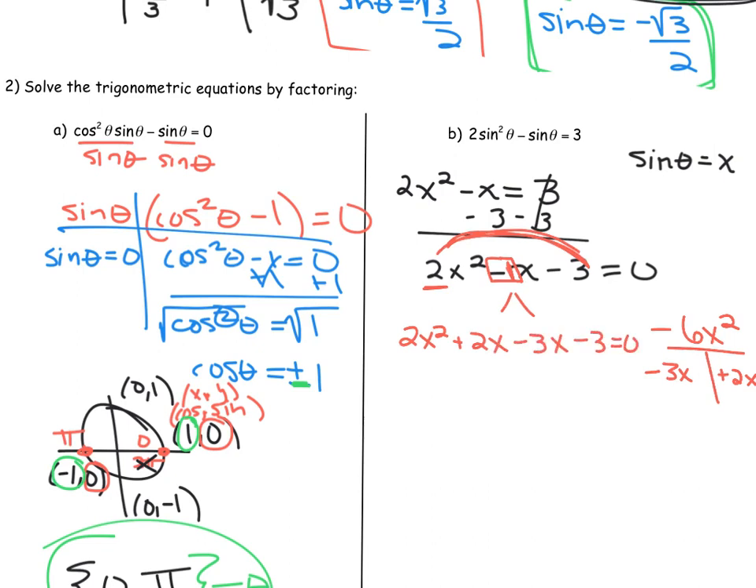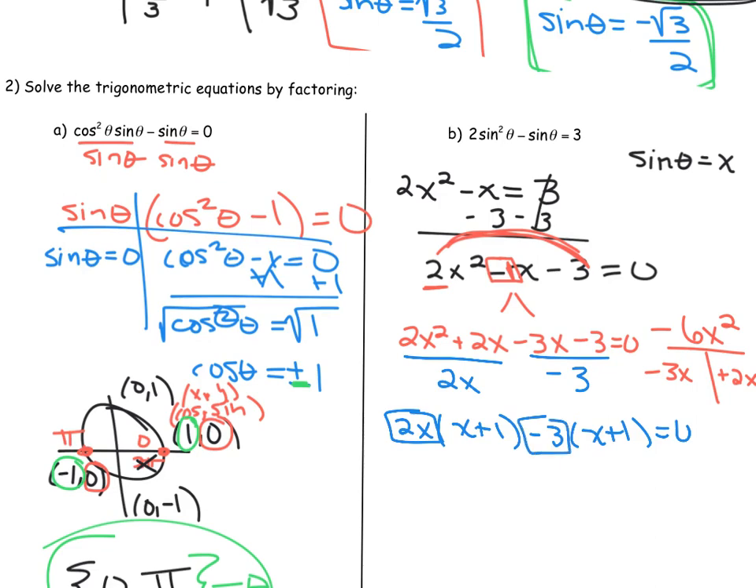I'm going to group by taking out the GCF of the first two terms. So I'm going to take out a 2x. I'll be left with x plus 1. Take out a negative 3, and I'll be left with x plus 1. We're going to group our terms. So I'll have 2x minus 3 times x plus 1 equals 0. All right, and these got grouped together. Okay, so now we just need to solve.